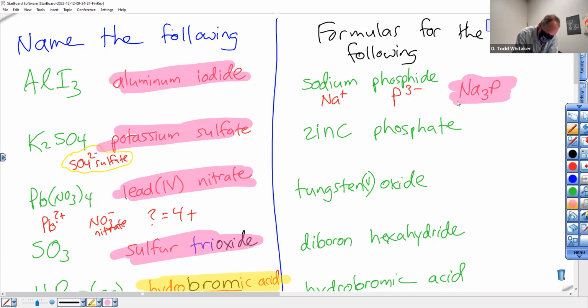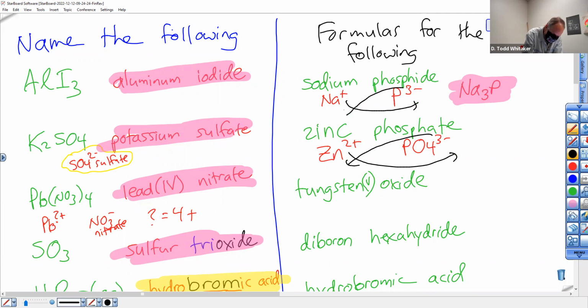And zinc is an ion that we just had to learn. It's an oddball. Its position on the table doesn't tell us. What's its charge? 2 plus. This is a 2 to 3. It's got a polyatomic, so we're going to need a parenthesis. Zn, parenthesis, PO4. I know I messed up. It's okay. There's 3 zincs, 2 PO4s.